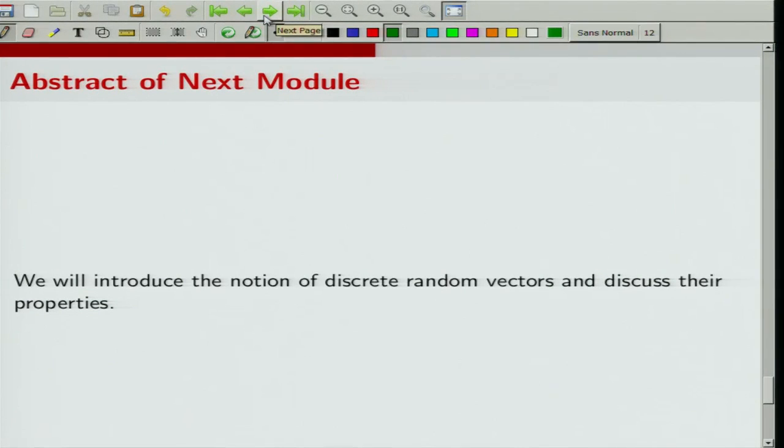Before I end, let me give a brief summary of the things I will be doing in the next module. We will introduce the notion of discrete random vectors and discuss their properties. The way we introduced the concept of discrete random variables in one dimension, now we will introduce the notion of discrete random vectors and we will discuss their properties.